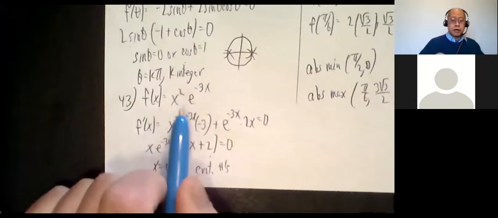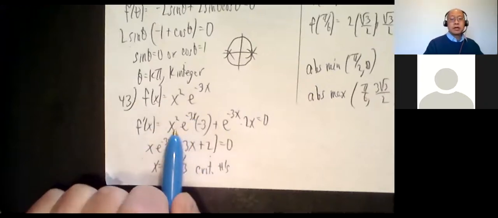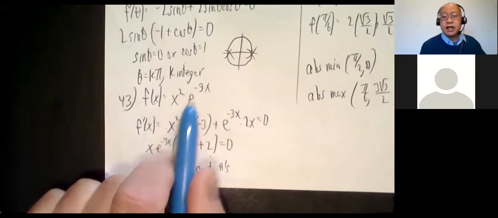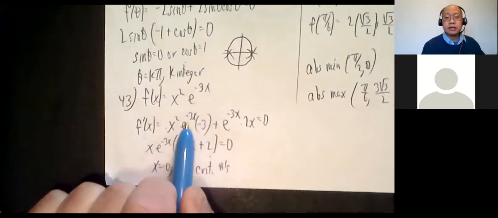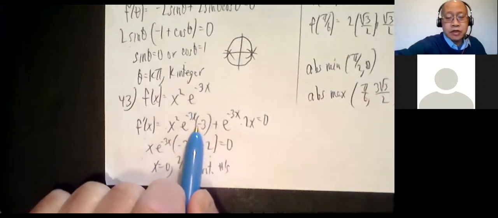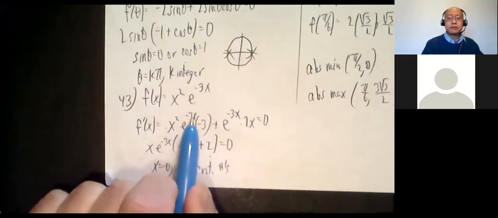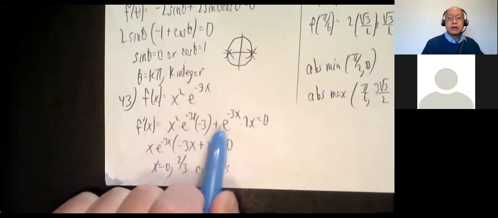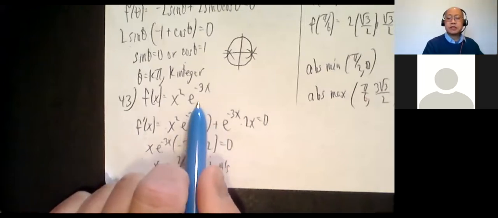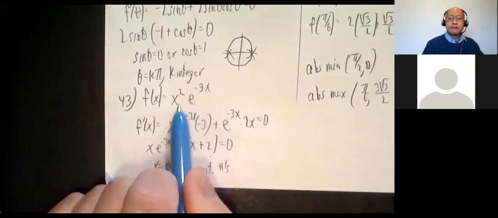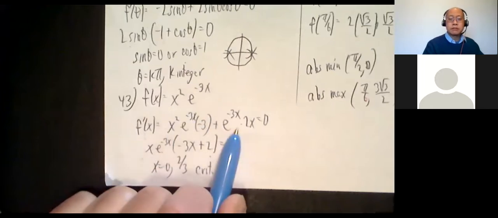All right, so product rule. First function times derivative of the second. Derivative of e to the negative 3x is e to the negative 3x times negative 3 by the chain rule, derivative of the exponent. Plus second function, e to the negative 3x, times the derivative of the first, derivative of x squared is 2x.